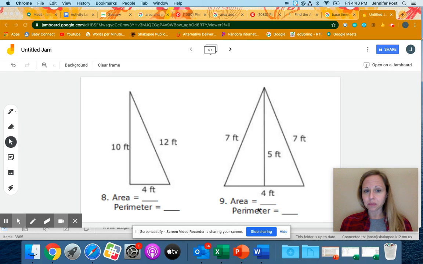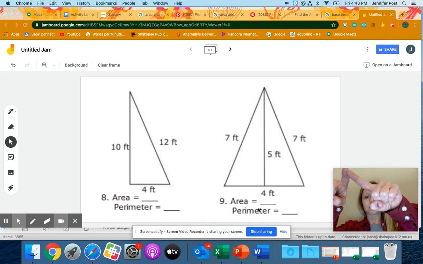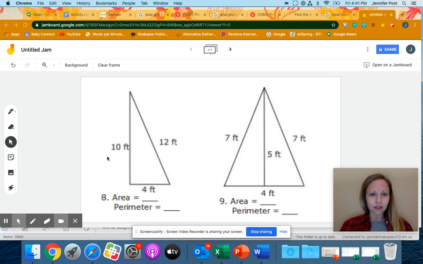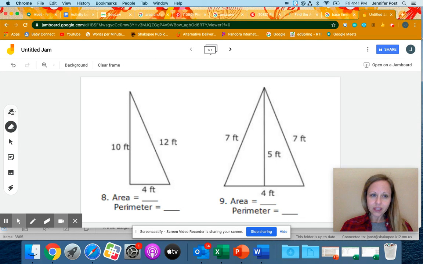Remember, we talk about the perimeter is the measurement of the outside of the shape, right? So just like we did for square and rectangle, we're going to think about perimeter being the measurement around the outside of the triangle. So when I look at this first triangle, I am going to start at the point, and if I'm going to measure the distance around, I know my first side length is 12.